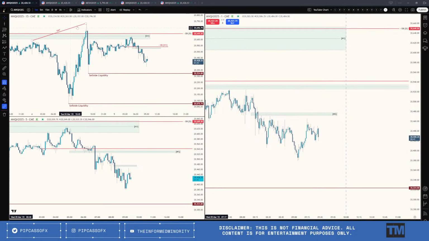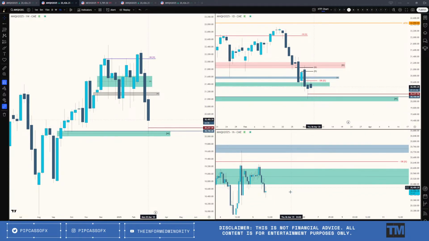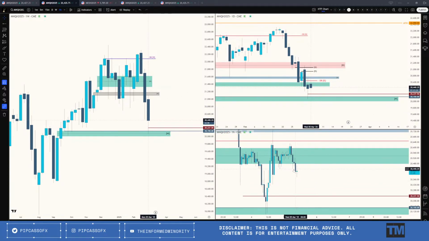Again, we have SMT right here into a daily level. So, looking for lower prices here. I think on the hourly chart, I wonder what we did. Did we close the gap in? Yes, we have immediate rebalance right here on the hourly chart.